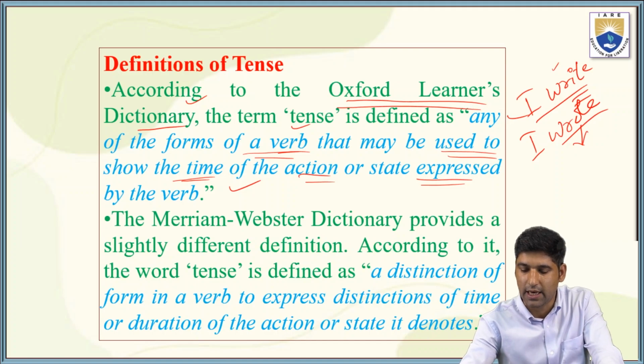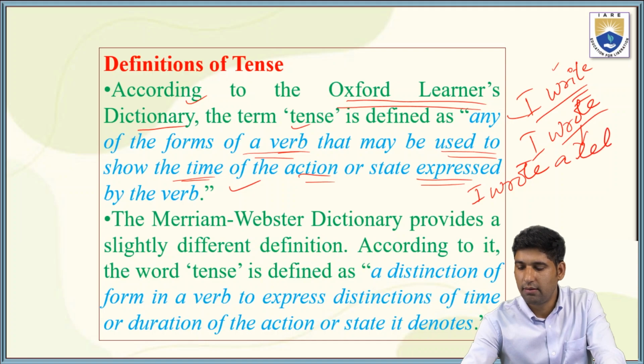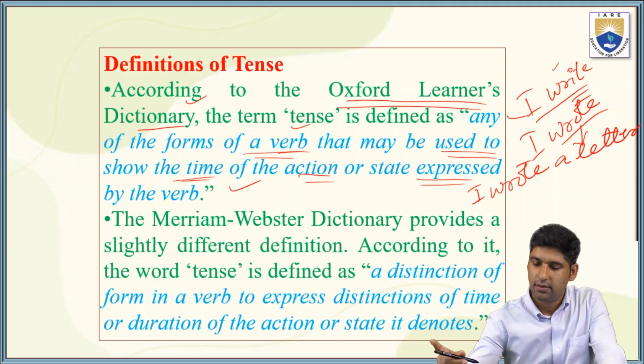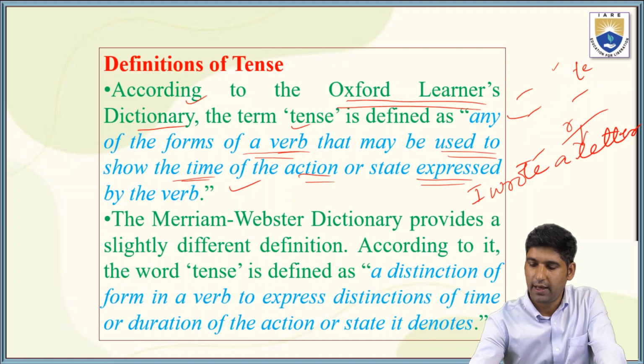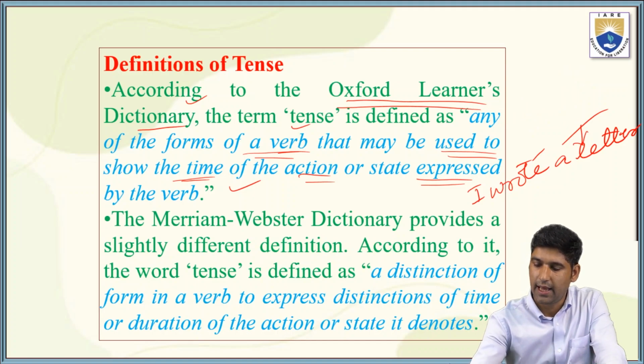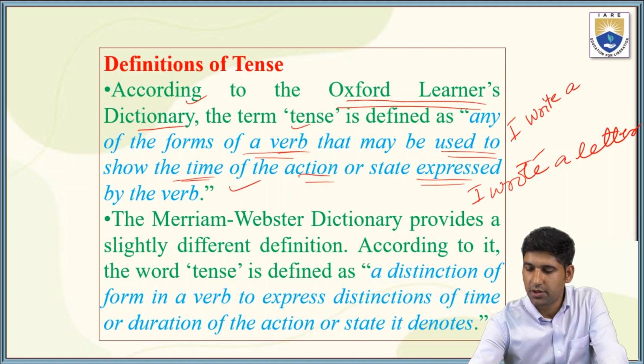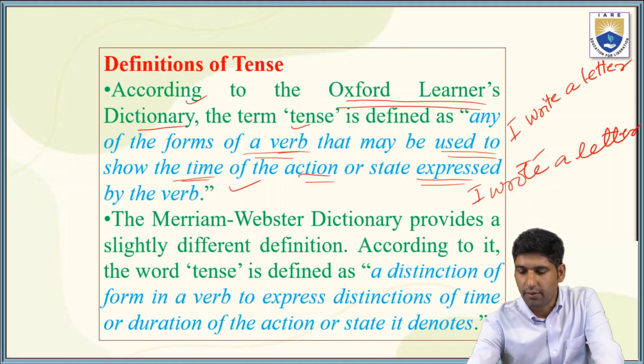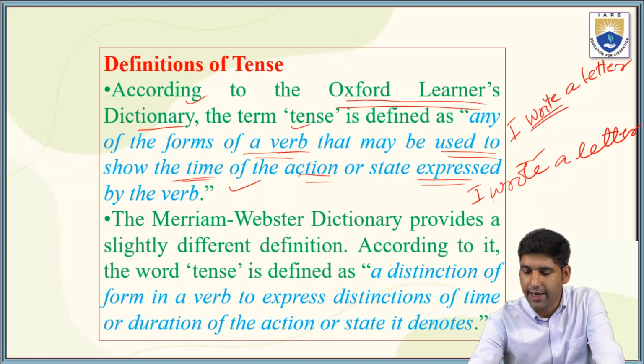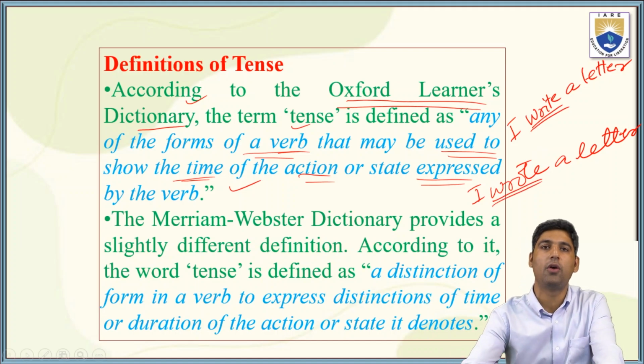If I write the full sentence, like, I wrote a letter, and I also write one more sentence, like, I write a letter. So see, we have two verbs here. One is write, one is wrote. These two verbs show us the time of the action.